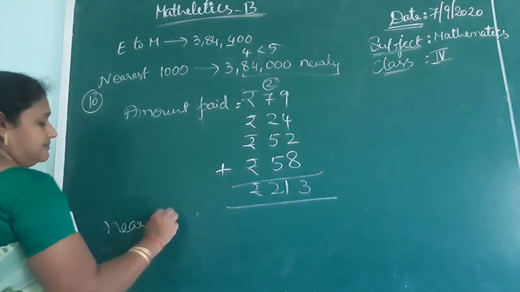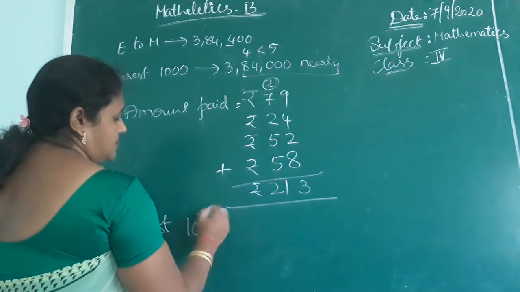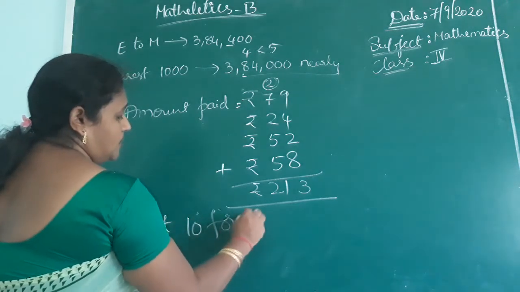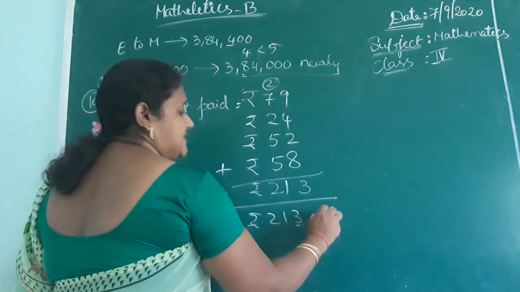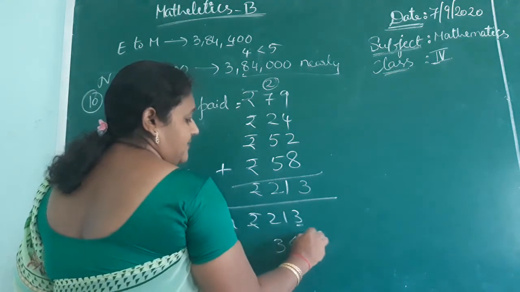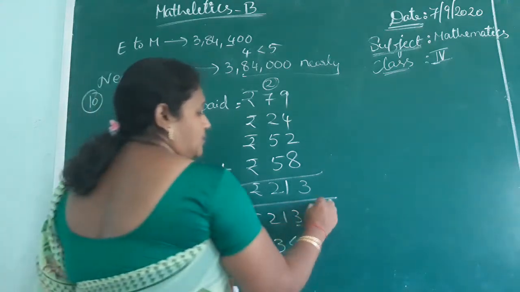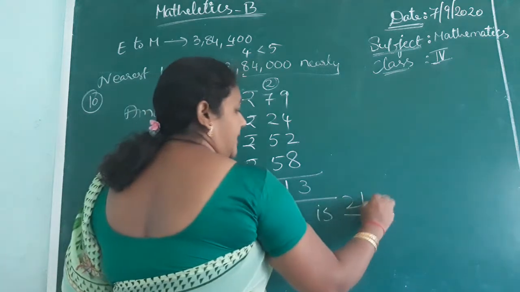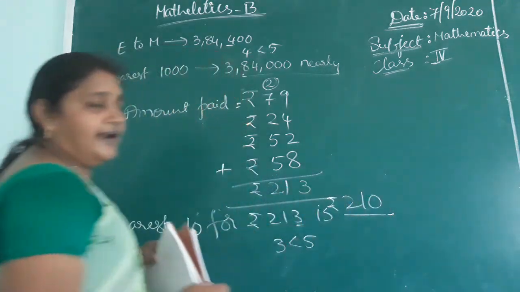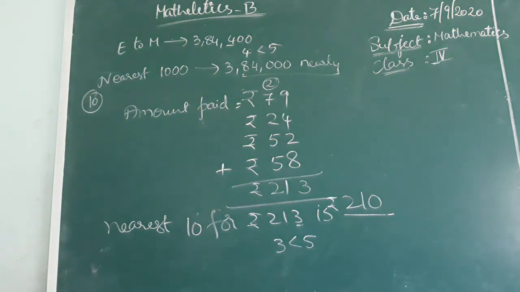Nearest 10 for rupees 213. Nearest 10 means we should choose the one's place. 3 is lesser than 5. So the nearest 10 for 213 is the lower ten, 210. Next. Prepare a headline for each piece of information.